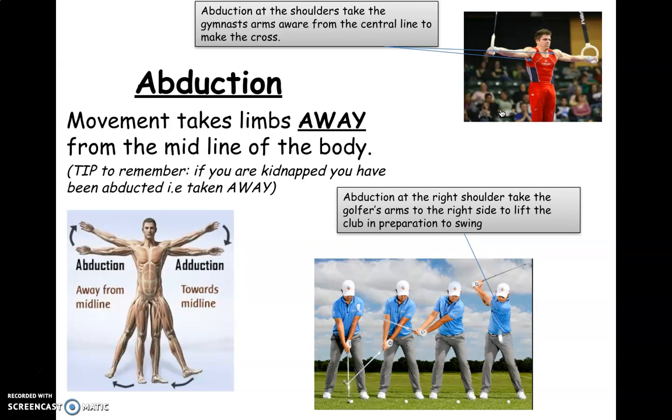So when you do a star jump, as your arms come out to a straight position and your arms are nice and high, that's abduction. Also, if you look at the top right photo of the gymnast on the Olympic rings, his arms are really far apart and nice and high, and there's been abduction at the shoulders there. And you can see the golfing example as well.